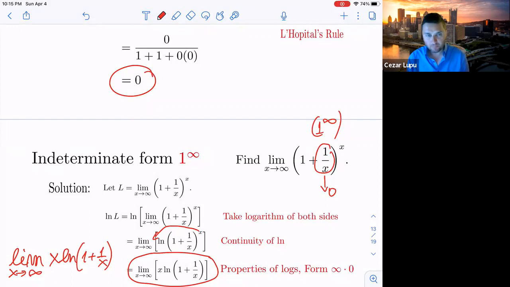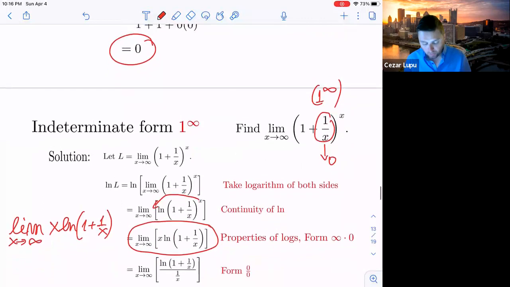Well, before we do this, let's see what kind of indeterminate form we're dealing with. Well, as x approaches infinity, ln of 1 plus 1 over x will approach ln of 1, which is 0. So we're dealing with the indeterminate form infinity times 0. So we will have to make this one look like something like 0 over 0 or infinity over infinity, so that we can apply L'Hopital's rule.